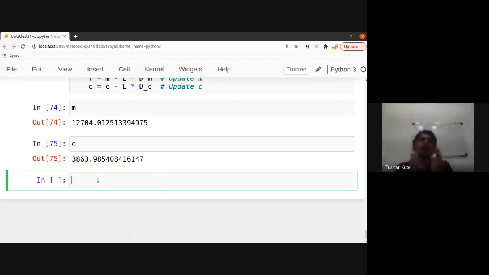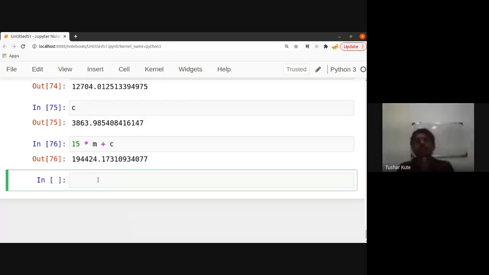So let's make the predictions. For example, my experience is 15 years, and when I have 15 years of experience, how much salary will I get? So what was that? 15 into weight, where weight is m, the slope, plus bias, which is c. 1,94,424 is the salary that I will get. This is the gradient descent algorithm for building the linear model, linear regression basically. 15 into m plus c, same, y is equal to mx plus c.